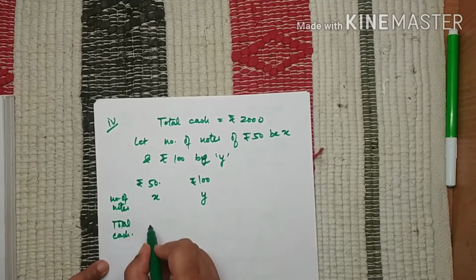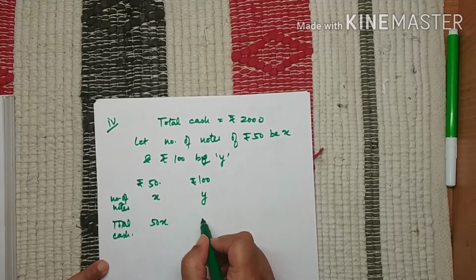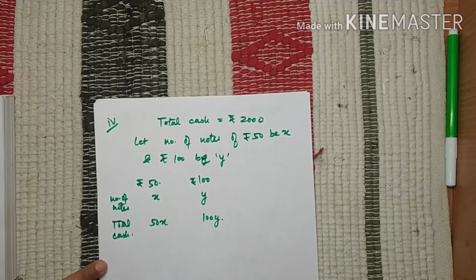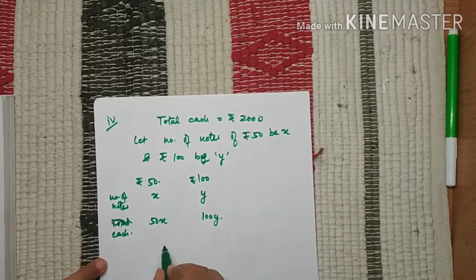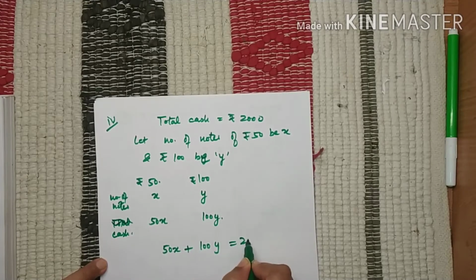Total cash in the notes of 50 is 50x and in the notes of 100 is 100y, right? And the total cash is 2000. So we have 50x plus 100y is 2000.